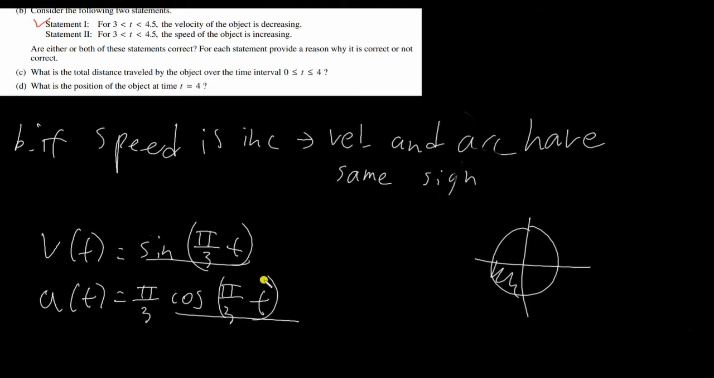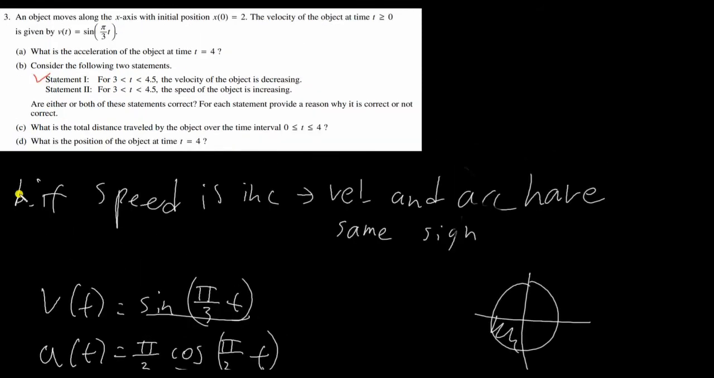The cosine is going to be negative in the third quadrant. Therefore, the velocity and acceleration are both going to be negative in the third quadrant. So since they're both negative, they both have the same sign, that means the speed is increasing. Okay, so statement 2 is also correct.